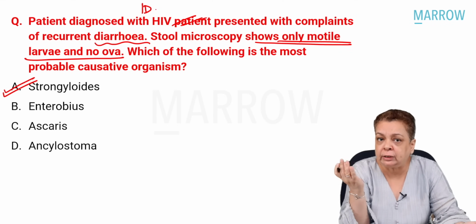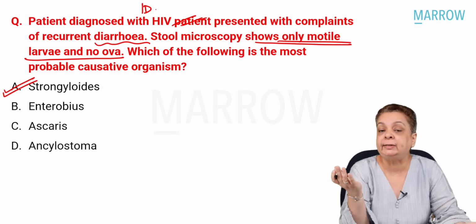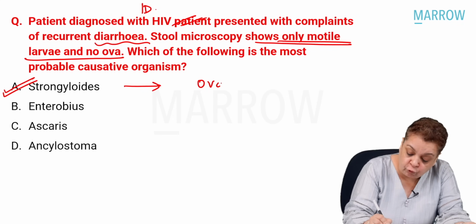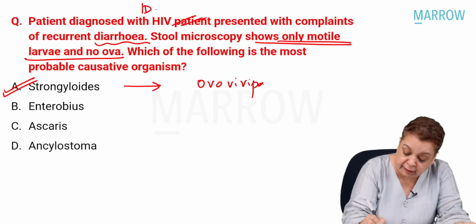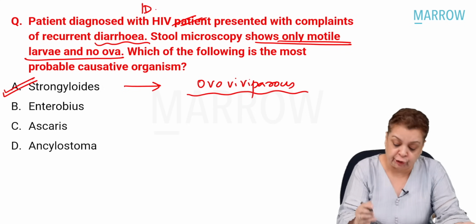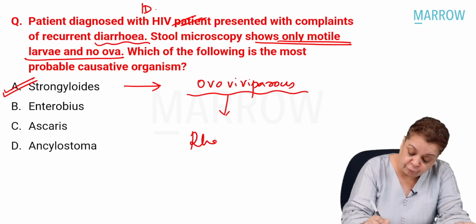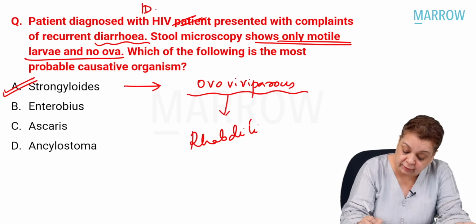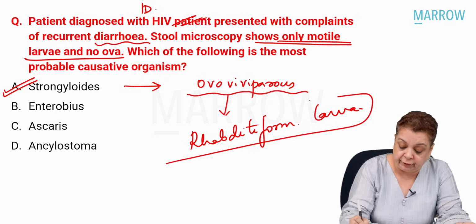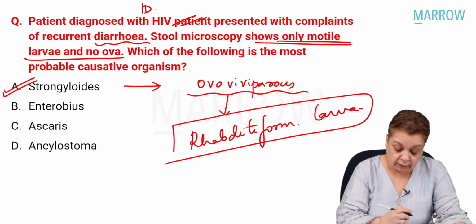And why are we not seeing eggs in the stool? Why are we seeing larvae? Because Strongyloides is ovoviviparous. What does it mean? The female lays the eggs in the GI tract, but these will immediately hatch. Rhabditiform larvae are what we are seeing in the stool of the patient. Rhabditiform larvae.